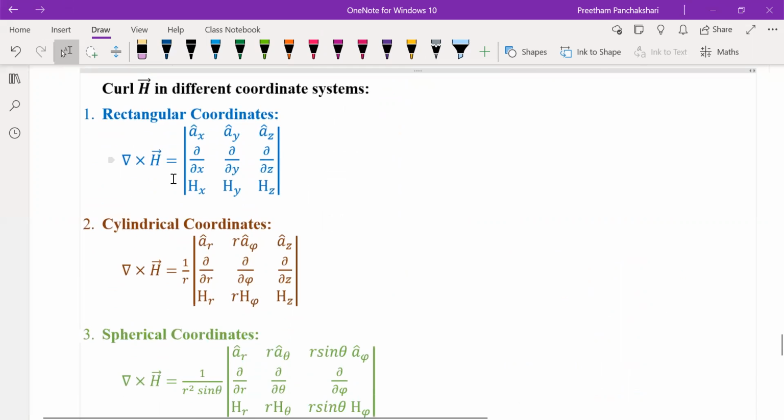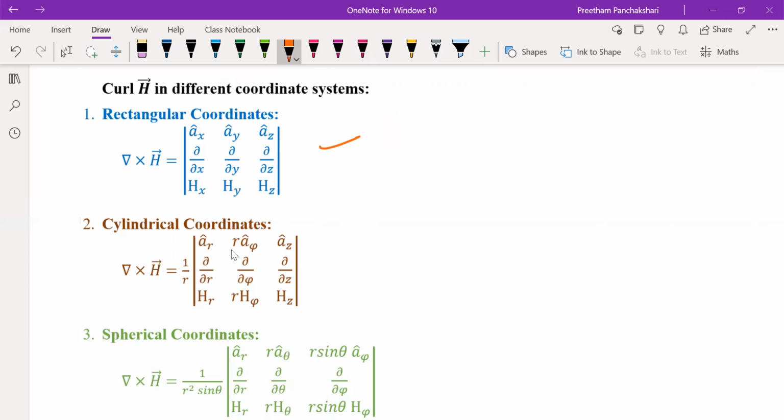So I'm giving you here the three possible equations for computing del cross H in different coordinate systems. So del cross H in rectangular, in cylindrical in terms of R, phi, Z. See here, R is there, multiplying the phi quantity, and 1 by R is dividing. These are the two changes we have to remember with respect to the rectangular coordinate system. And in spherical, the whole determinant is multiplied by 1 by R square sine theta. The second term is multiplied by R, then R sine theta. Same thing here also. So we should know these changes over here.